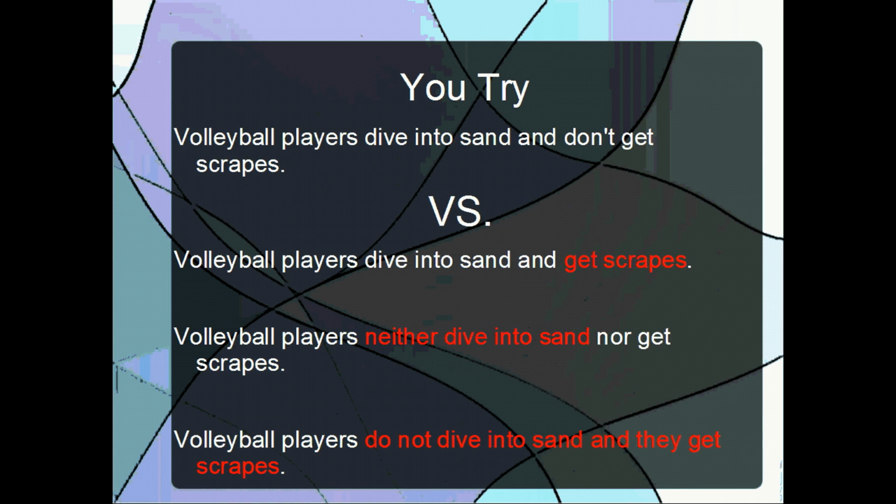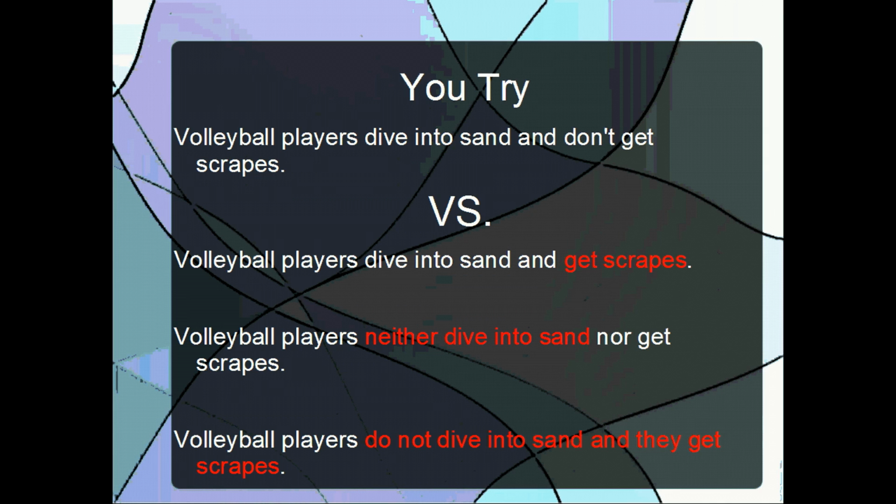Okay, so the first conjunctive proposition is volleyball players dive into sand and don't get scrapes. For the first counter conjunctive proposition under verses, get scrapes is a negation of don't get scrapes. Don't get scrapes is already negative, so if you negate it again, it becomes positive. Okay. Now for the second conjunctive proposition, don't get scrapes, that remains negative, but now neither dive into sand is a negation of me saying volleyball players dive into sand.